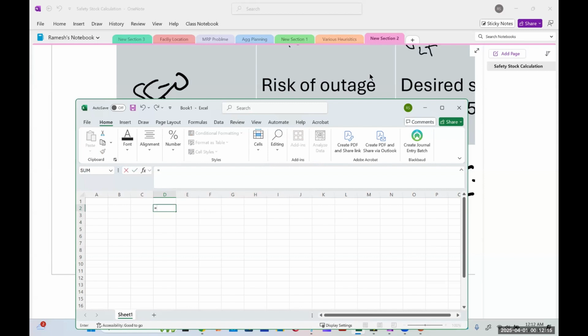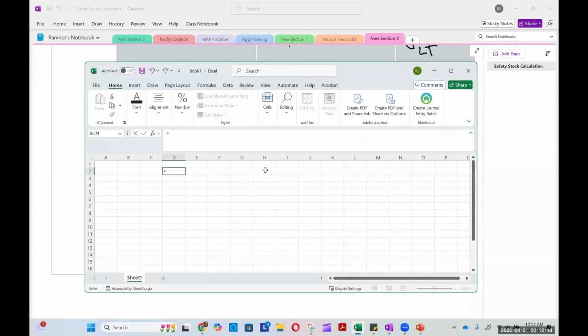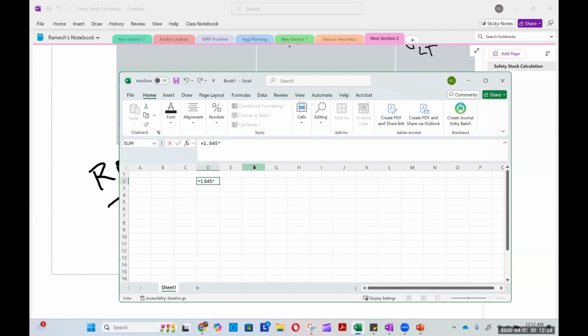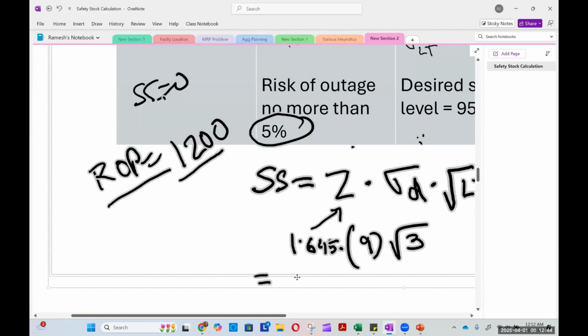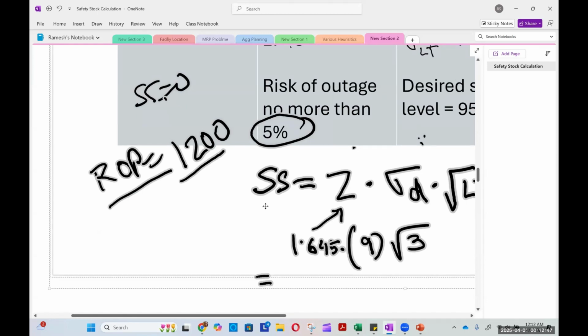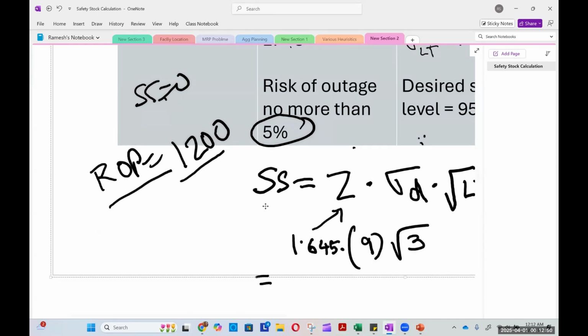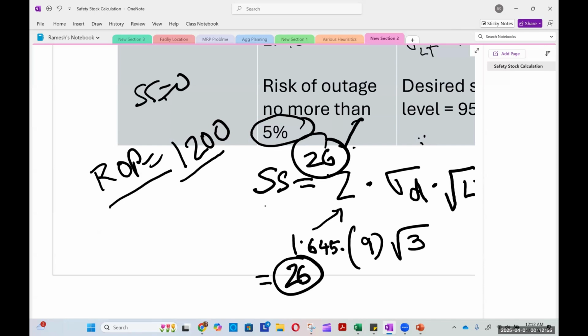So I'm just plugging in those numbers here, which is 1.645 times 9, the standard deviation of demand, times the square root of 3. And if you do this calculation, you get 25.6. We always round it up, 25.64, so 26. Safety stock is 26 here. So we know the answer for this one is 26.